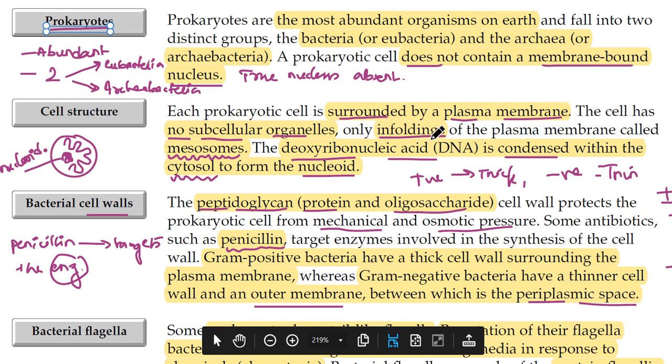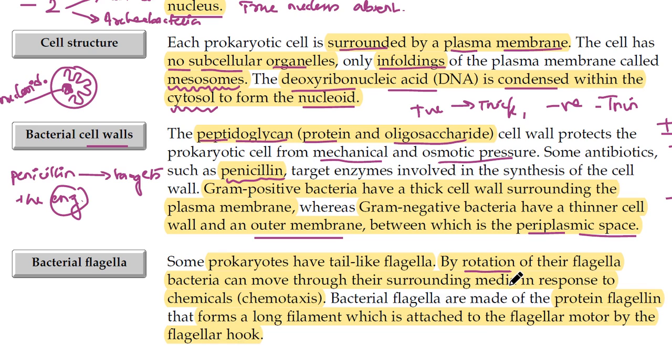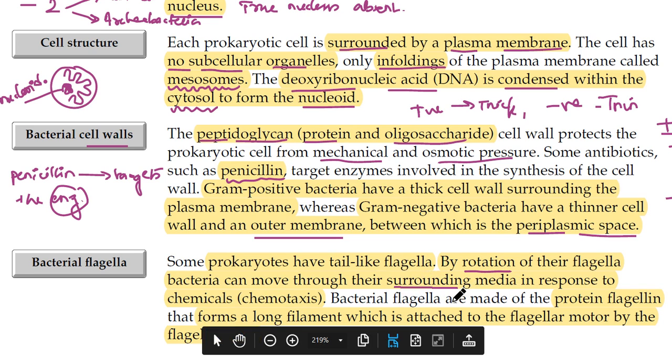Next is bacterial flagella. These are tail-like structures that show rotational movement, and they can move through the surrounding media. In response to chemicals, these flagella rotate, and this movement is known as chemotaxis. Bacterial flagella are made up of a protein named flagellin.